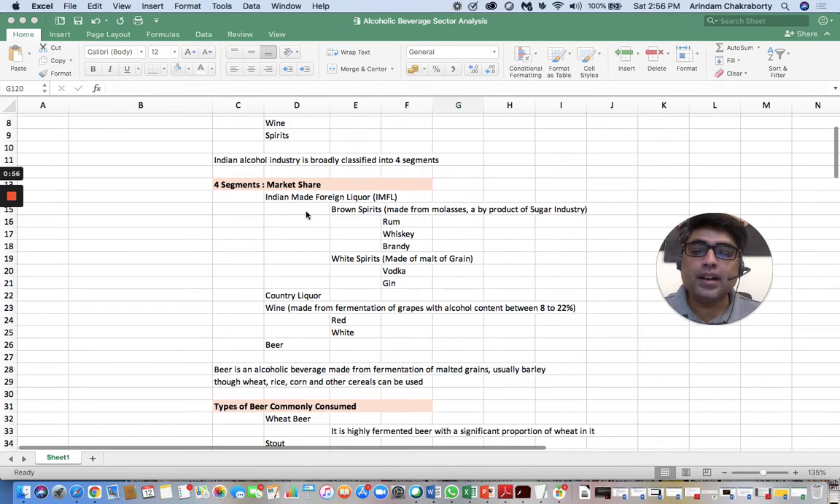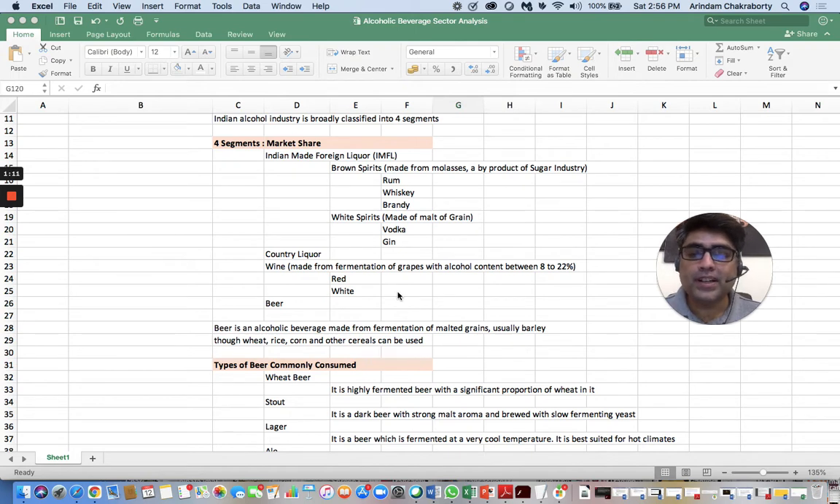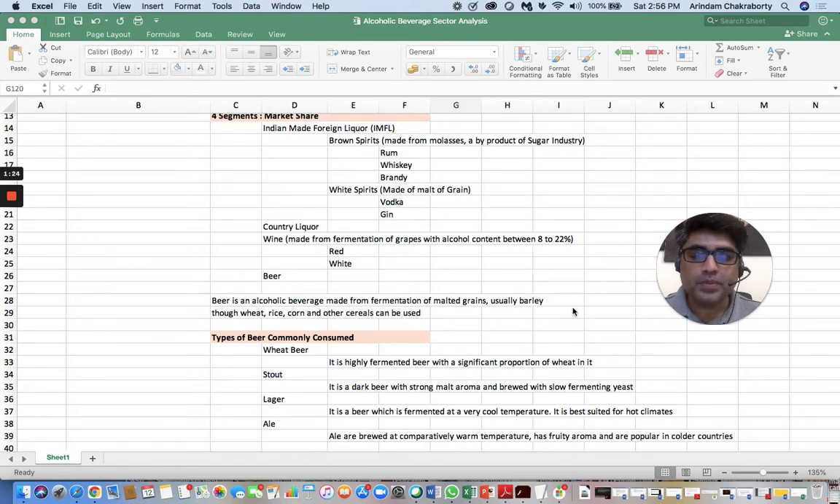Other than Indian made foreign liquor, the other segment is country liquor, then comes wine. Wine is made from fermentation of grapes with alcohol content between 8 to 22%, and generally we get to see red wine and white wine. The other is beer, an alcoholic beverage made from fermentation of malted grains, usually barley, though wheat, rice, corn, and other cereals can also be used.